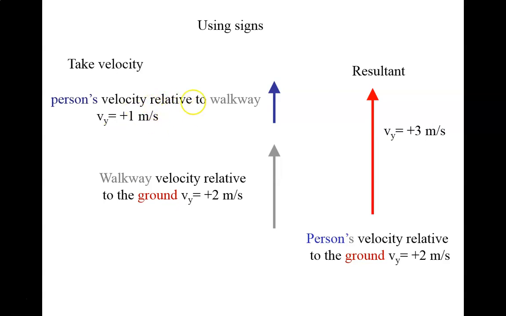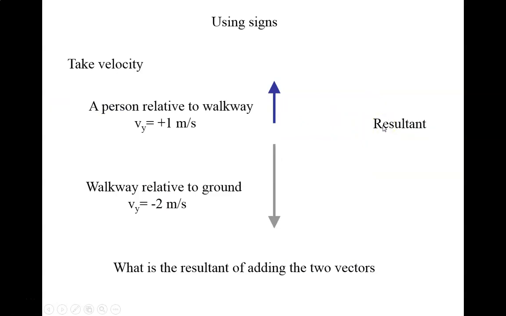So when we say a person's velocity is 1 meter per second, in the example before we said it was moving relative to the walkway. And we said that the walkway has a velocity of 2 meters per second. We meant that it was moving at 2 meters per second relative to the ground. So when the person was walking on the conveyor belt, they had a velocity of 3 meters per second relative to the ground.